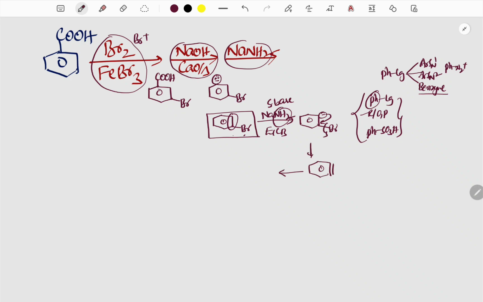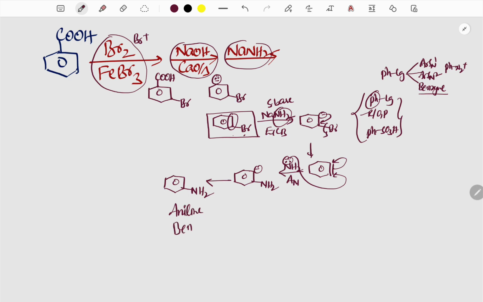Now this benzyne reacts with the nucleophile. It is a nucleophilic addition. So nucleophilic addition takes place and the corresponding stable carbanion will form. Now it undergoes a neutralization reaction. Finally, it gives the corresponding aniline, also known as benzenamine.